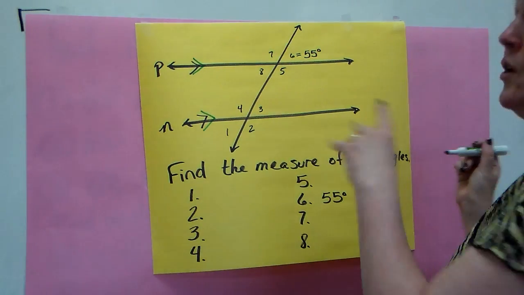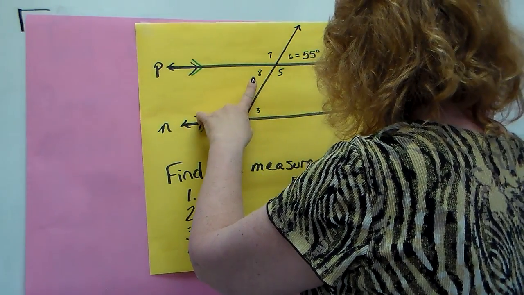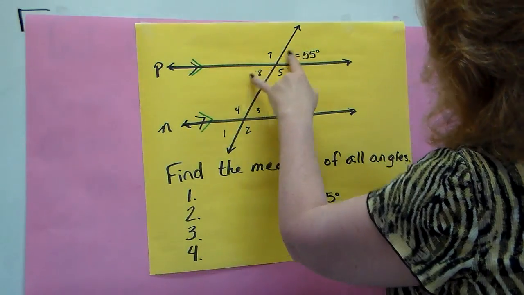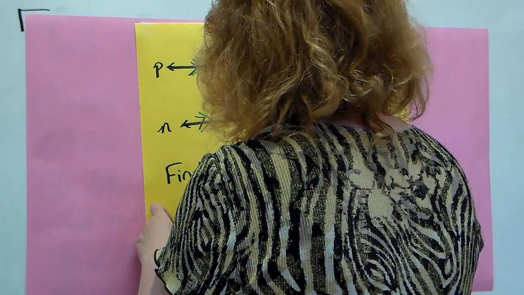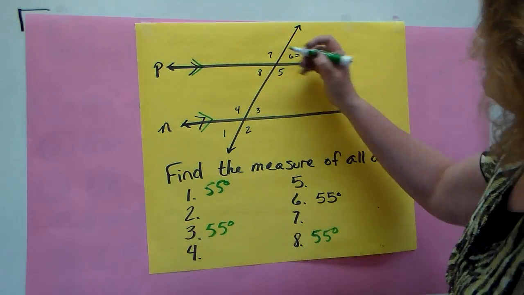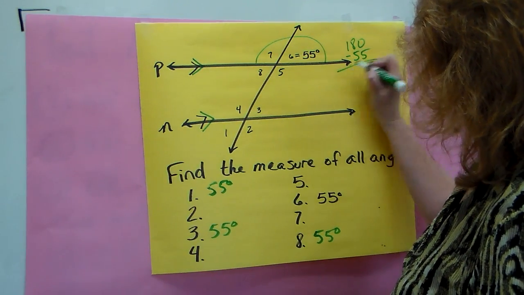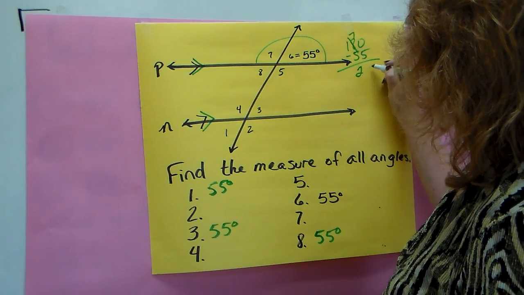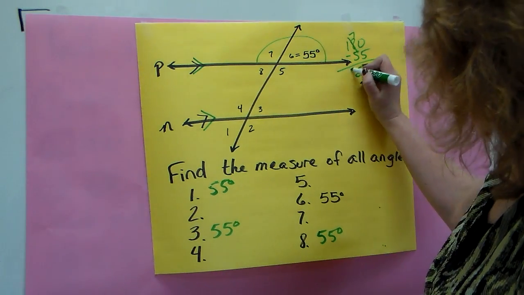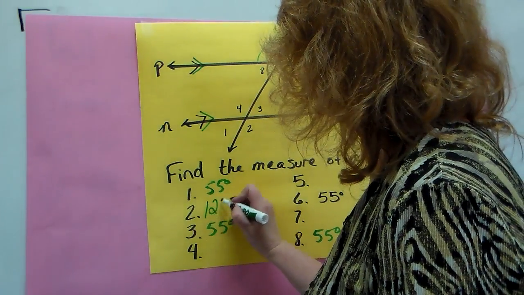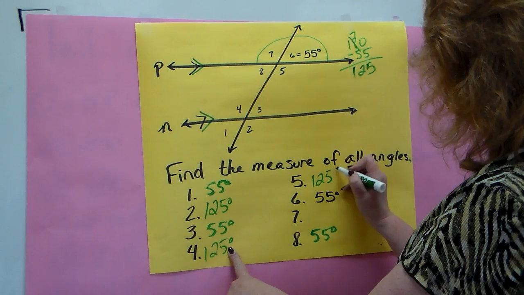All right. Now, we know if angle 6 is 55, then angle 8 is also going to be 55. And because these two are the same as these two, then angle 1 is 55, and angle 3 is 55. And because this is 180 degrees, then 180 minus 55 is 125, right? Yes. Which means that all of these are 125, and please don't forget the degree sign.